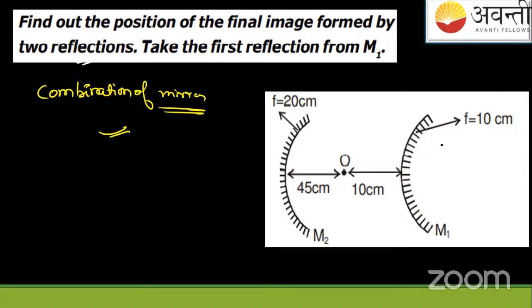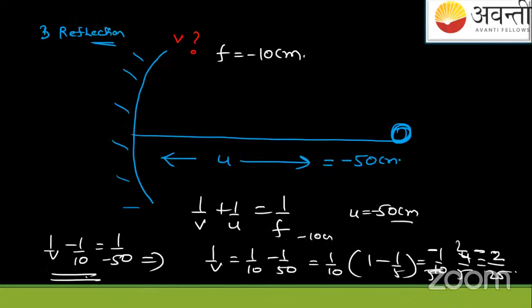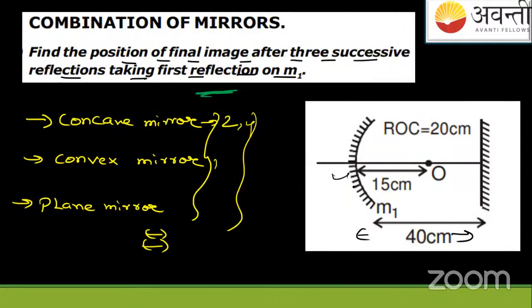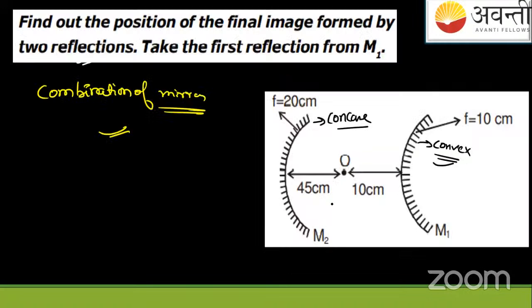The difference in this question is that you are having here a concave mirror and one what? Convex mirror. In the previous question, we were having a concave mirror and a plane mirror. Okay. So be careful. In this question, you will be using the common formula, that is 1 by V plus 1 by U equals to 1 by F, by taking V, U, F in a proper sign and conventions.